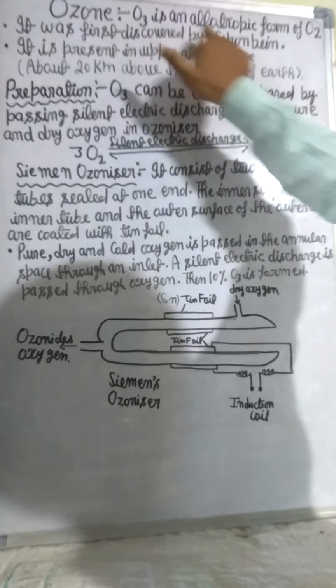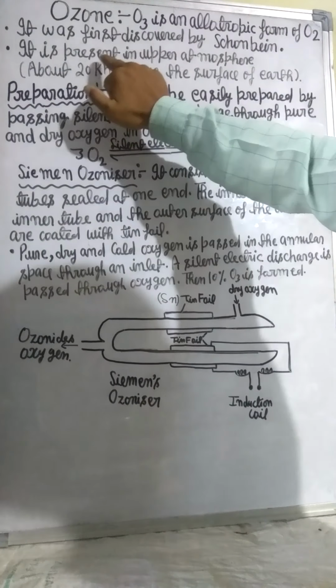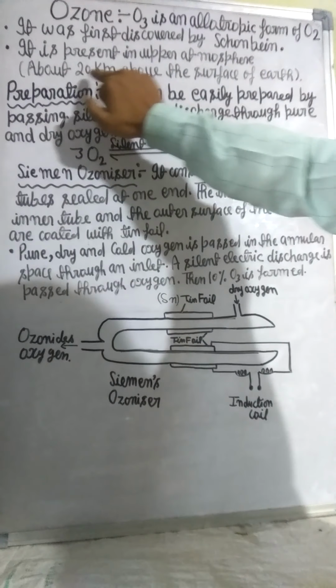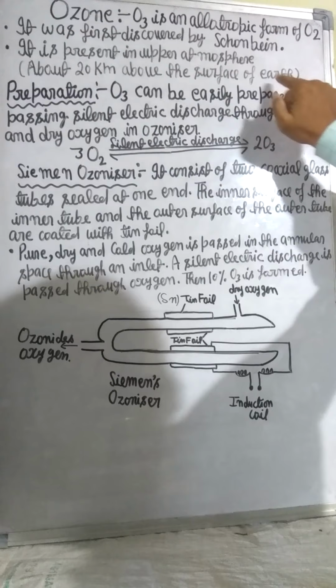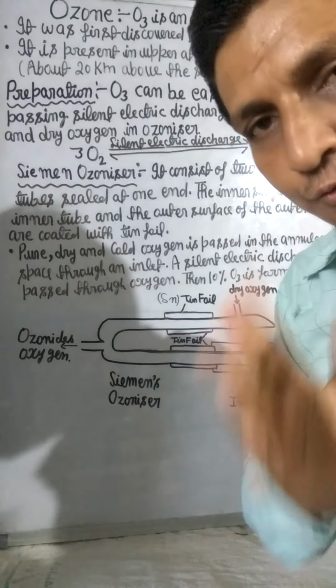It was first discovered by Schönbein. It is present in the upper atmosphere. What is the upper atmosphere? About 20 kilometers above the surface of the earth. Now I am telling you the method of preparation of ozone.